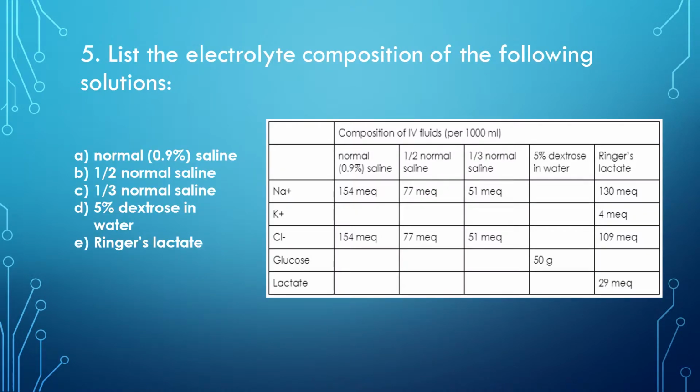Objective number 5, list the electrolyte composition of the following solutions. Normal saline is 154 milliequivalents per liter of sodium and chloride. 1/2 normal saline and 1/3 normal saline have 1/2 and 1/3 of 154. D5W has 50 grams per liter of dextrose. Ringer's lactate, for some reason abbreviated LR, has electrolyte concentration similar to the electrolyte concentration in extracellular fluid. LR also has lactate, which is a bicarbonate precursor.